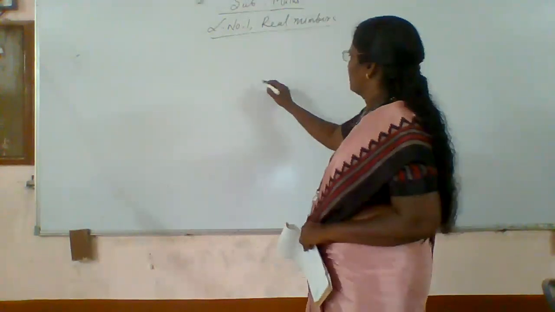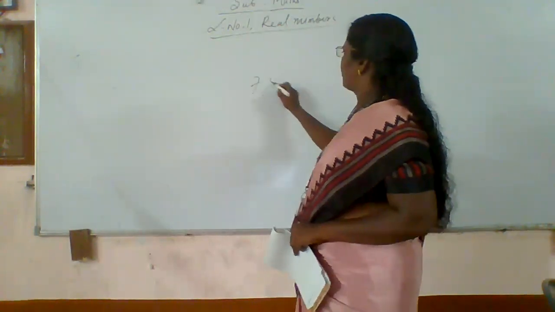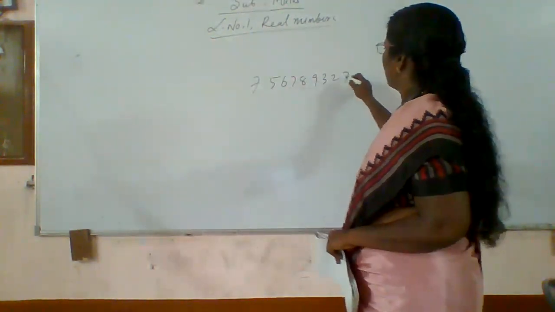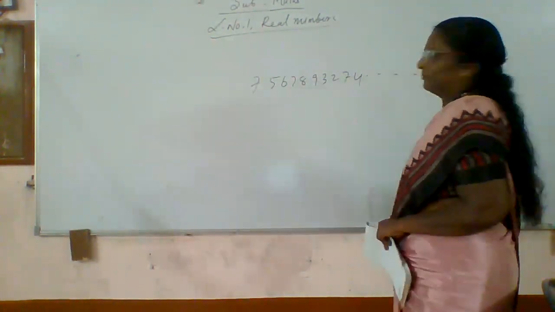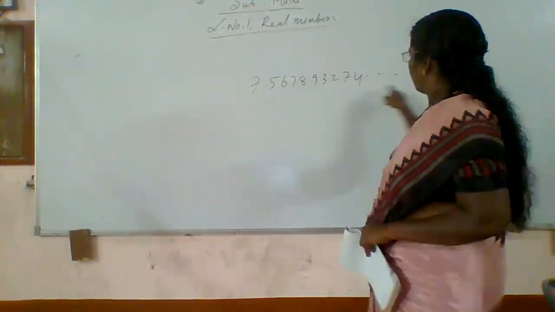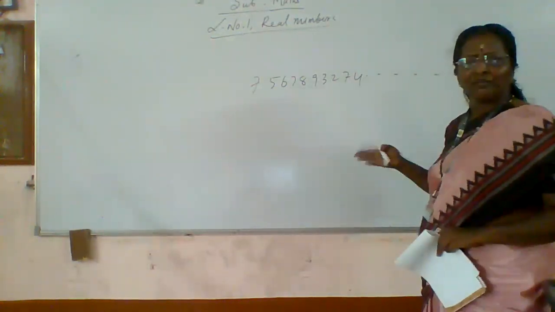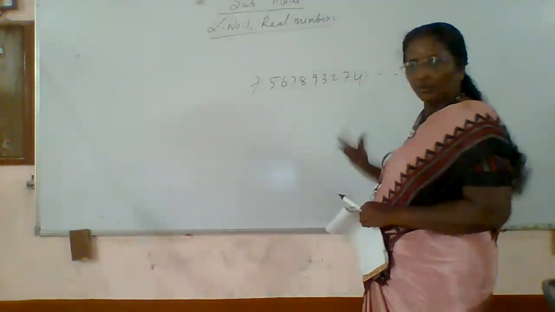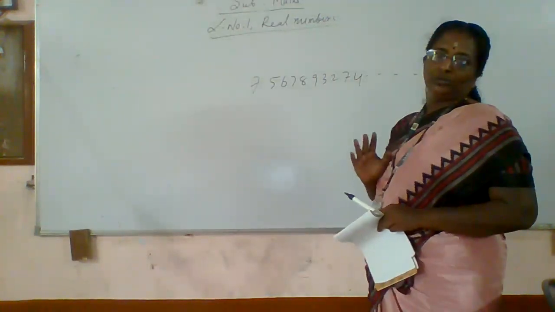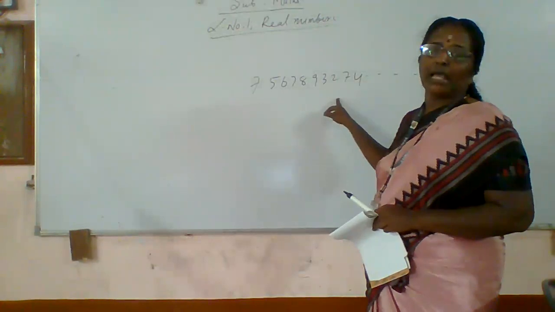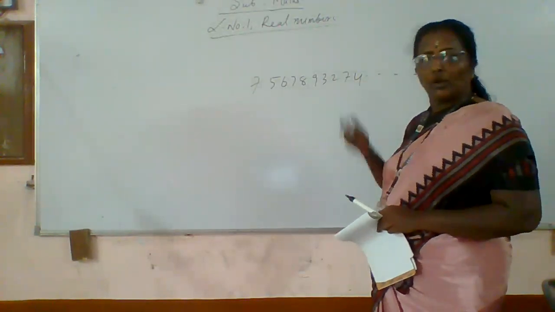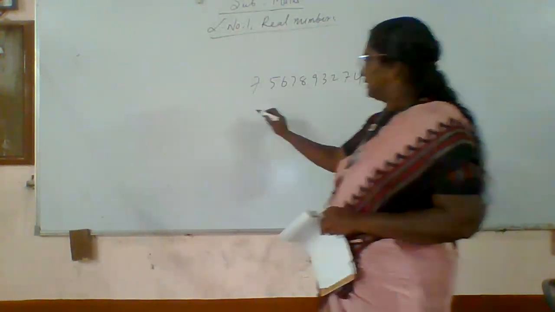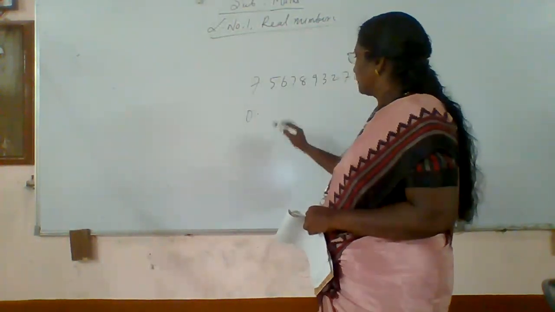Simply write numbers. For example, I will write 7.56789827 4, etc. See here, is it non-terminating? Etc. is there, so non-terminating. And no group of digits is repeating. So you can say it is non-terminating and non-recurring. Along with me, you also write 2 more numbers, any 3 numbers.